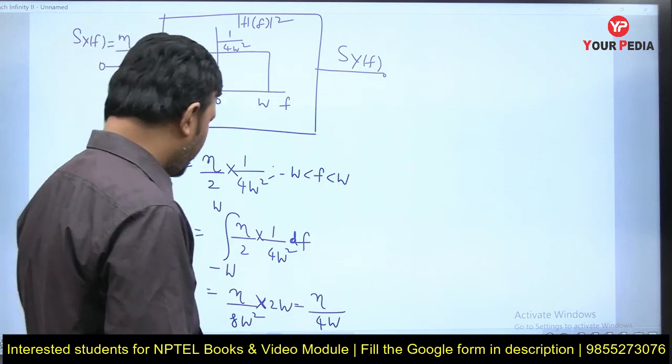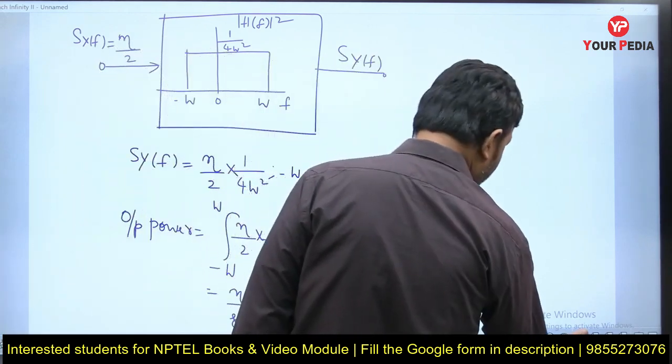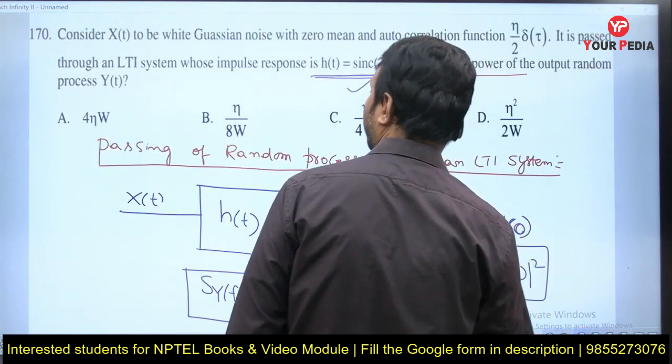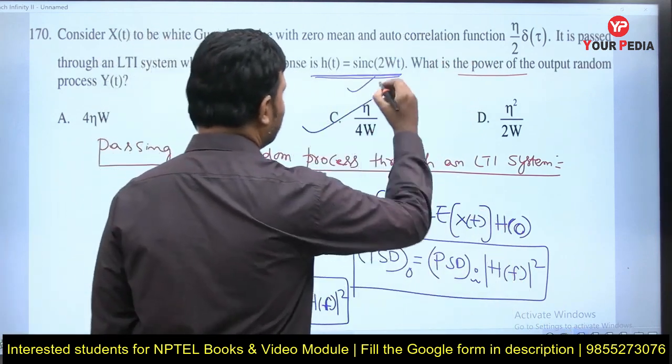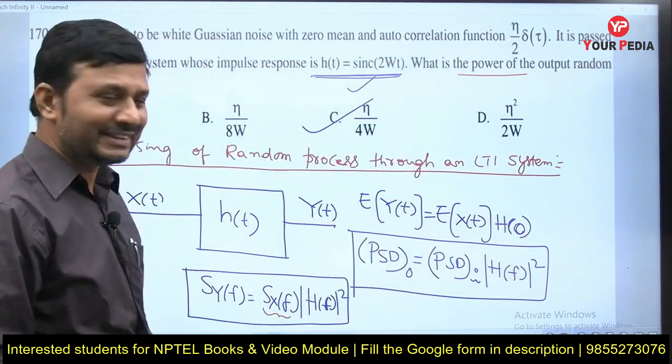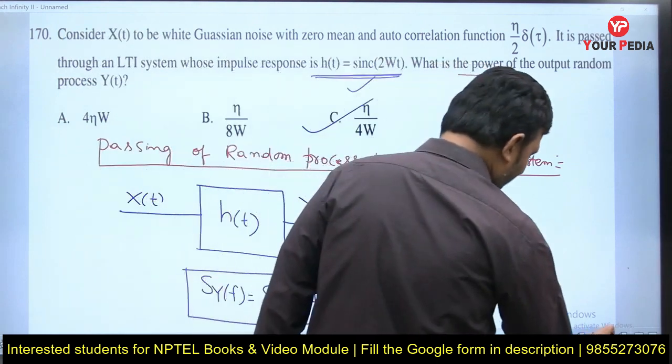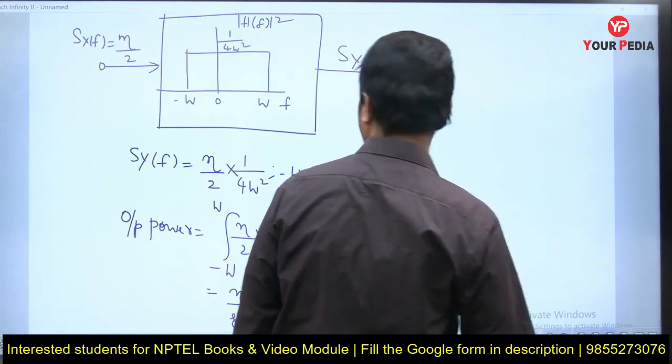So in this way we are going to get the answer, and we'll see whether we have this answer in the options or not. Yes, option C is the answer. Very good. Yes. Now, what is the other way of getting this H of f?